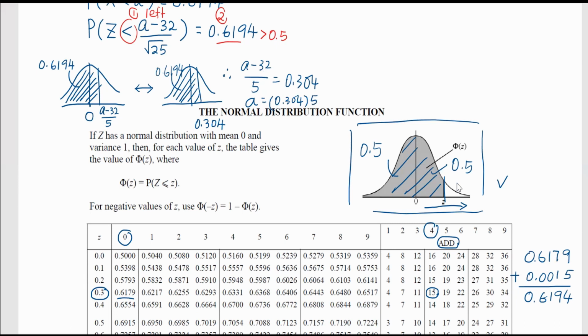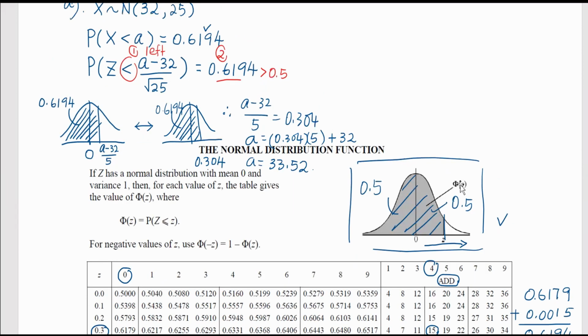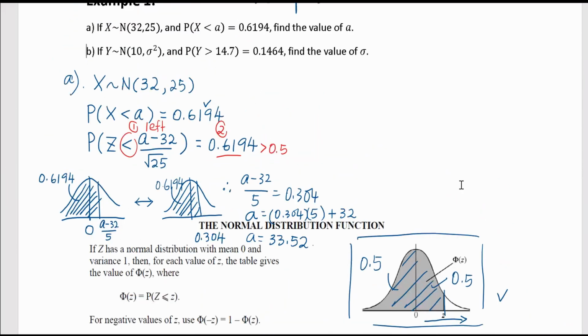Multiplied by 5, and then plus 32. Okay, so do the calculations. Hence, A equals 33.52. All right, so that is how we use the table in reverse. Now we look at the example B.